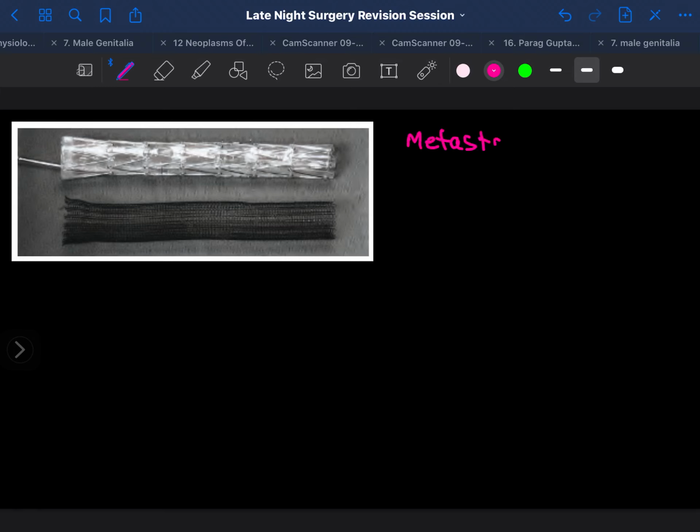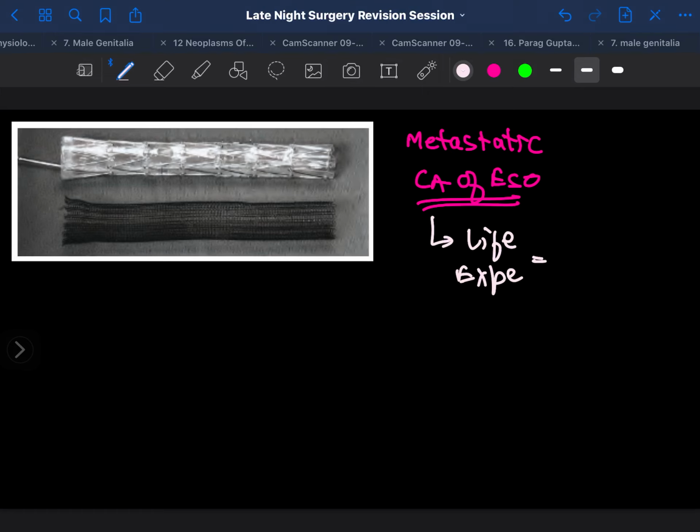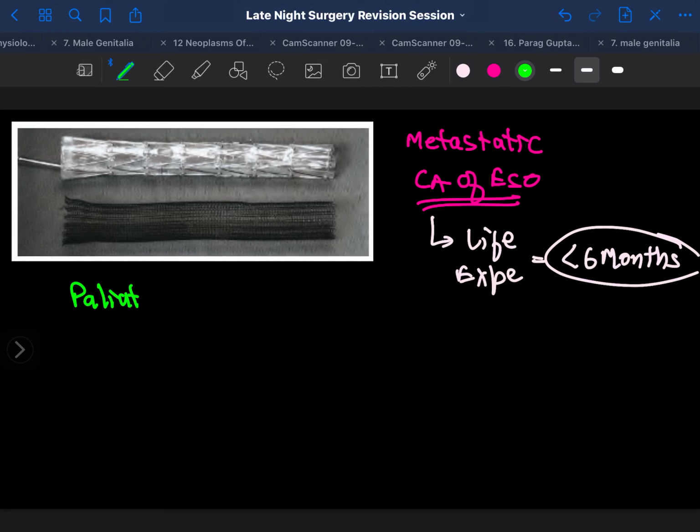Now let us talk about metastatic esophageal carcinoma. We can develop a metastatic carcinoma of the esophagus. If you develop an esophageal metastasis, what is going to happen? The life expectancy of this patient is less than 6 months. The patient is not going to survive for more than 6 months. In this patient, all you can do is palliative management. So you can just go in for palliative management in this patient.